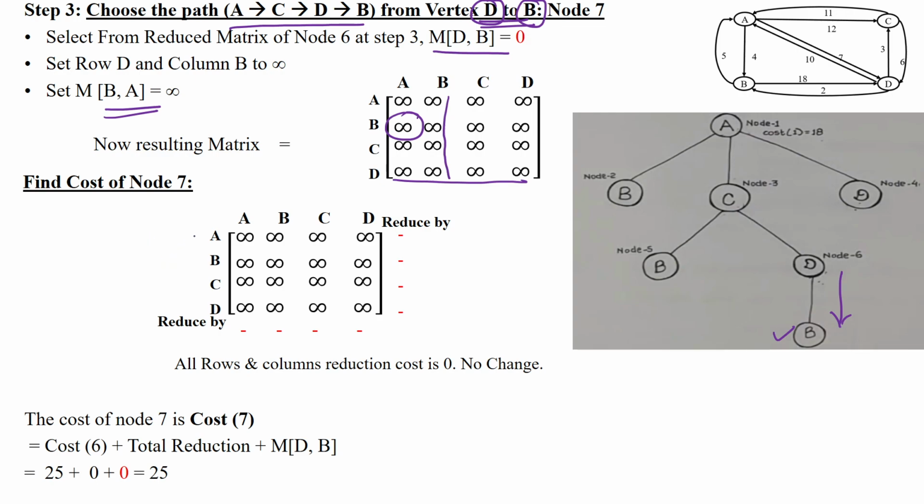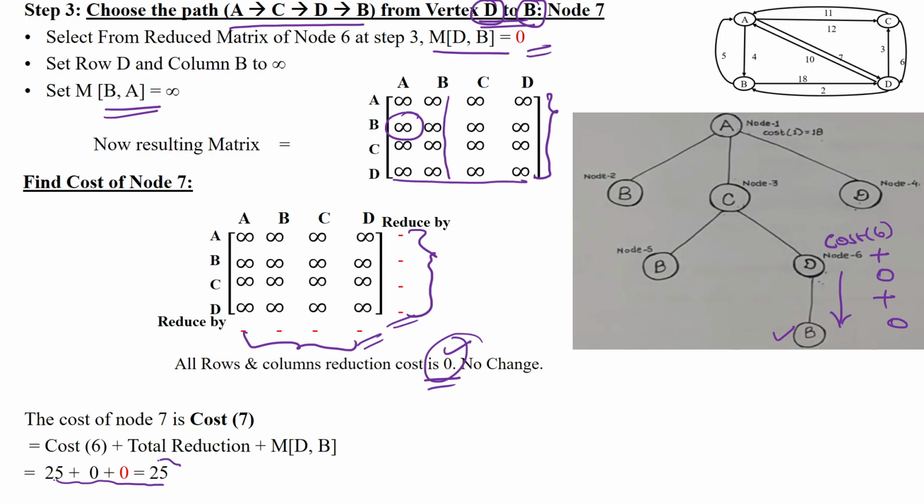Now you perform the total reduction. Here all the positions are infinity, so nothing will change in the column reduction and the row reduction. So the total reduction cost is 0, right? Now we have to calculate the cost of 7. Cost of 7 is cost of 6 plus total reduction, which is now 0. Here column reduction is also nothing. So 0 plus M of d comma b is also 0. That's what is given here. Cost of 6 is 25. So finally you got 25. So this is the cost of 25.